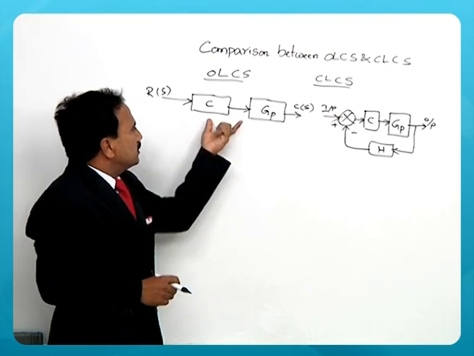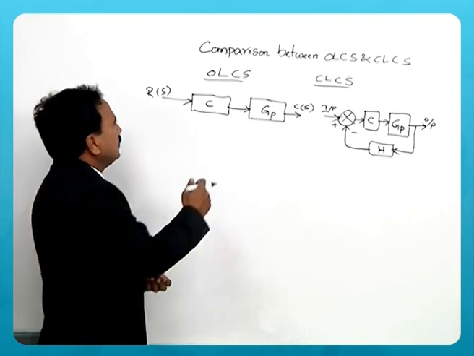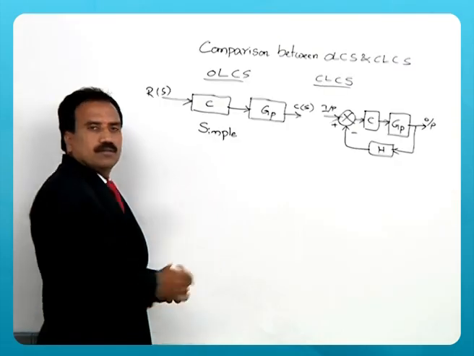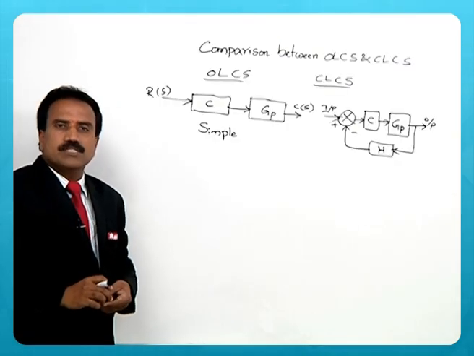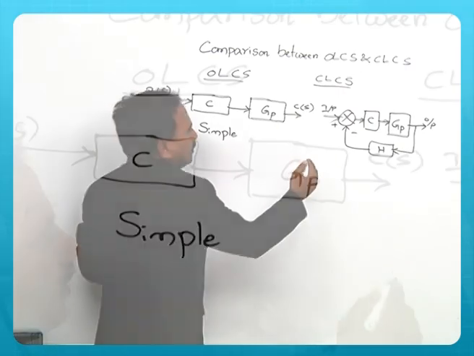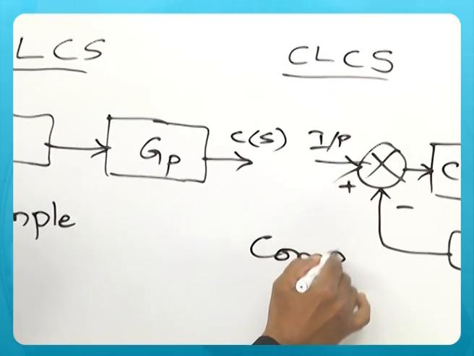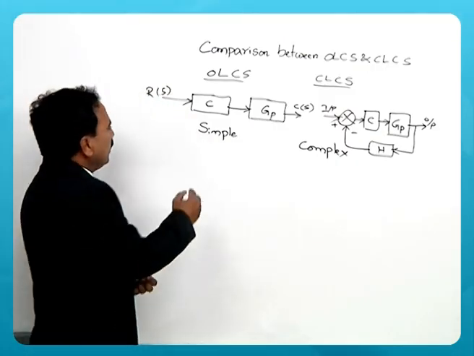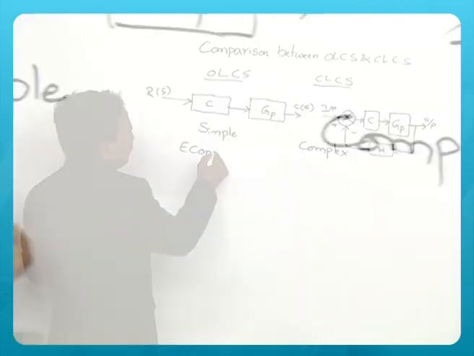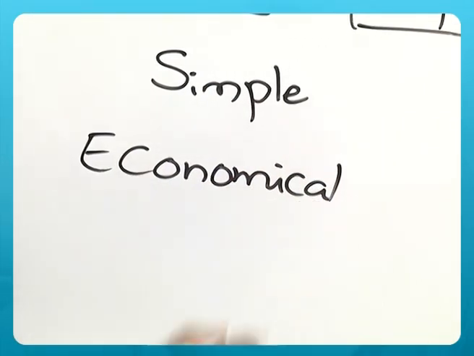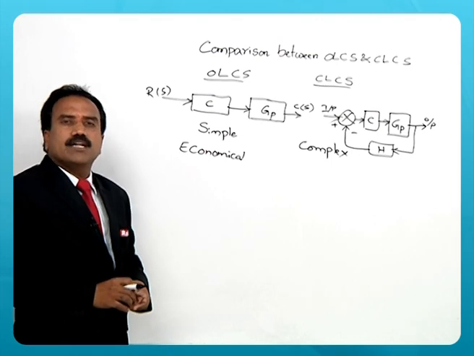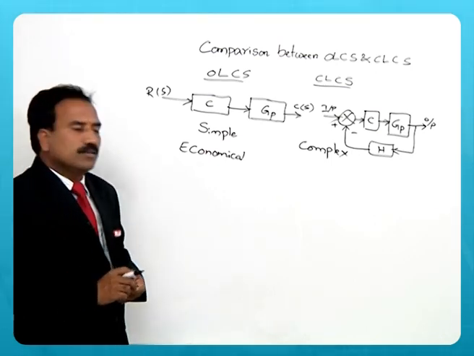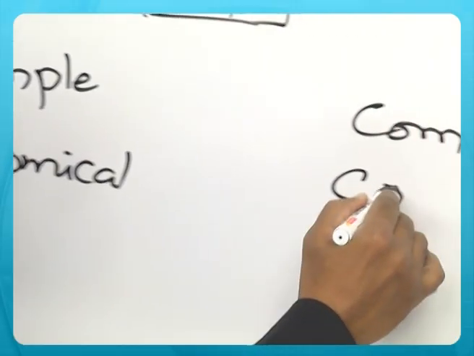So by seeing the circuit itself, I can say that open loop control systems are very simple. Construction of the open loop control system is very simple, whereas in the case of closed loop system, it is very complex and costly. Because no sensing mechanism, no feedback, no error detector, so open loop is economical, and this is costly.